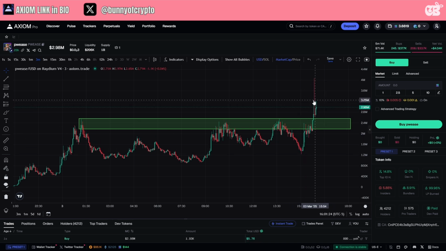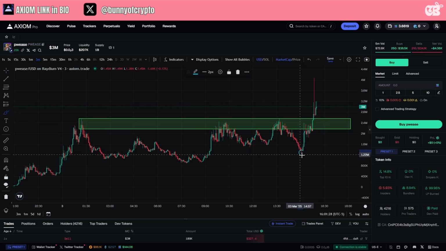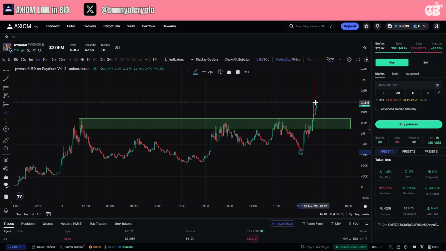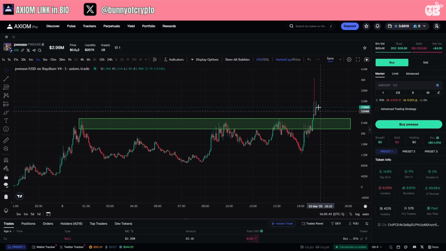Well, guess what? Resistance occurs when people start taking profits. So we just pumped from here, 1.4 million to 3.1 million. There's a lot of people in profit right now who are going to be taking their profits. And what does that mean? That means most likely this point will reject. As you can see here, there's lots of wicks here. It will reject, decrease into another layer of support.